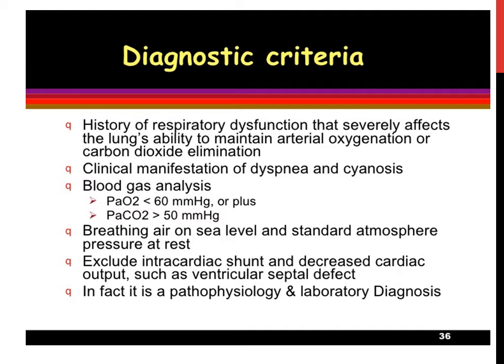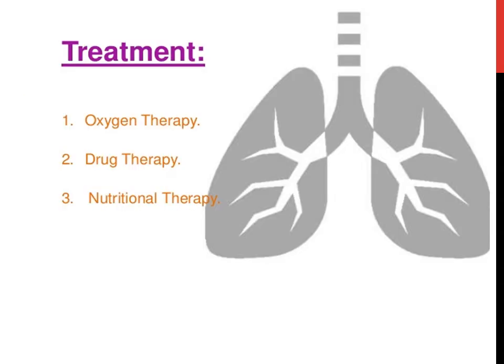And then the breathing level: whether the person is having shallow breathing, or central depression, or what kind of breathing pattern he has, that will be found out. And then cardiac assessment will also be done. So ventricular septal defects and cardiac shunt will be checked, and then pathophysiological changes will be assessed, and then lab tests will be done.